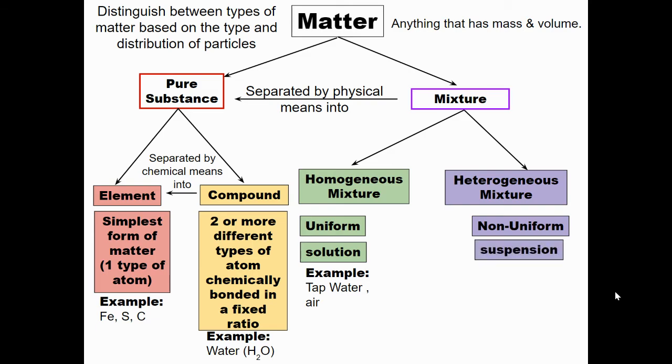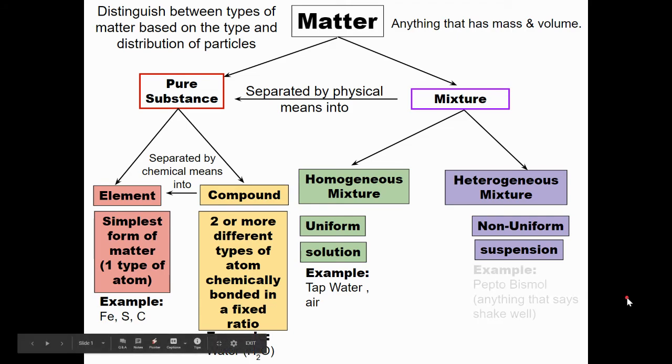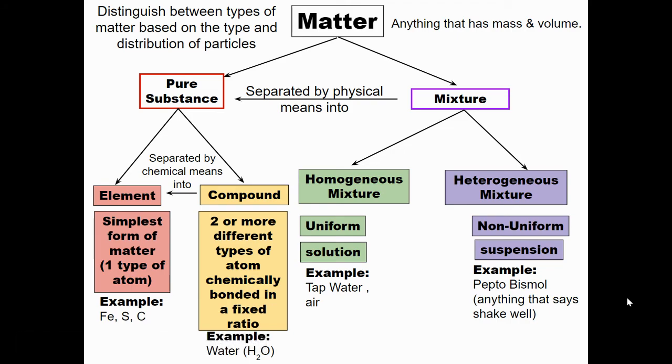An example of a heterogeneous mixture would be a suspension. Suspensions are things that typically say shake well. If you let them sit over time, particles will settle down to the bottom, and they have really much bigger particles. For example, Pepto-Bismol would be a good example, and really anything that says shake well, so that you will mix those particles up.